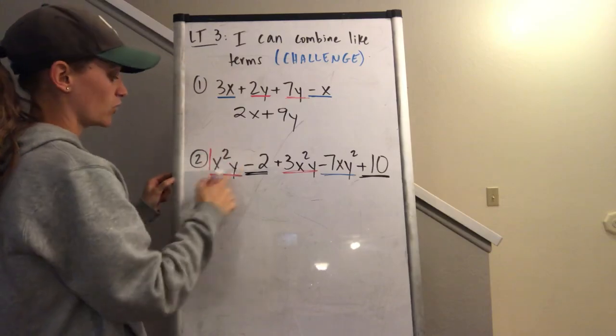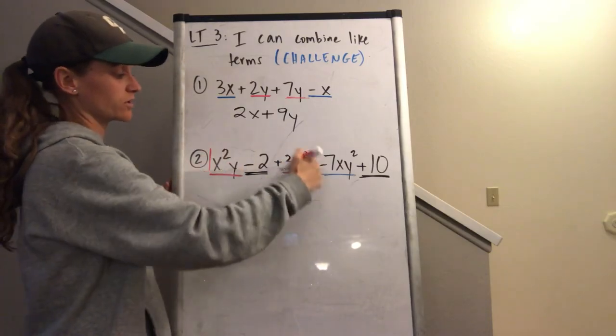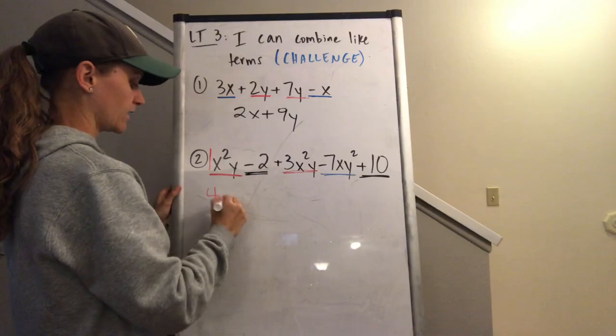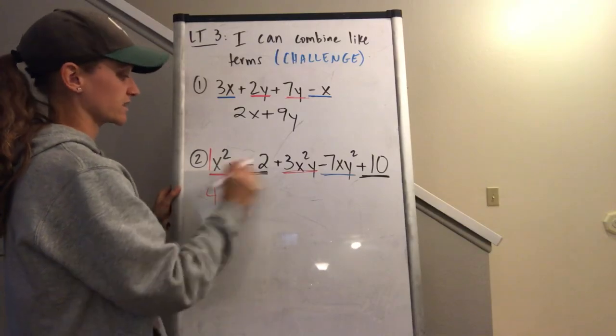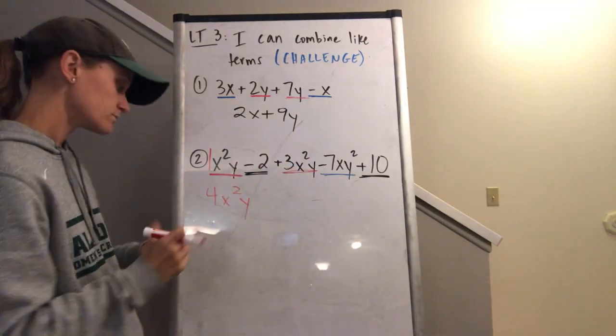Alright, so if I combine the red ones, remember there's an invisible 1 in front here? So that means that there's 1 of these guys and 3 of them over here. So that means I have 4 total. And I'm just going to write x squared y because I just rewrite the variable after.